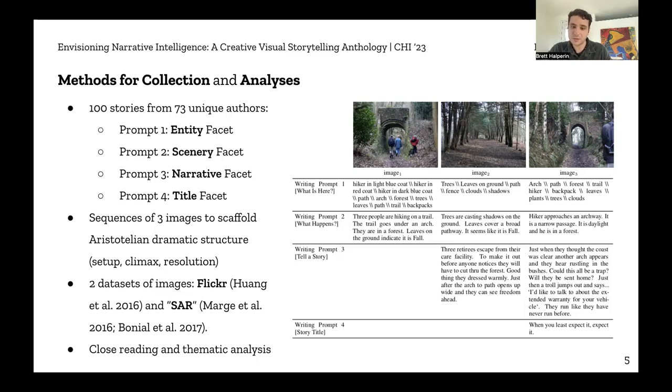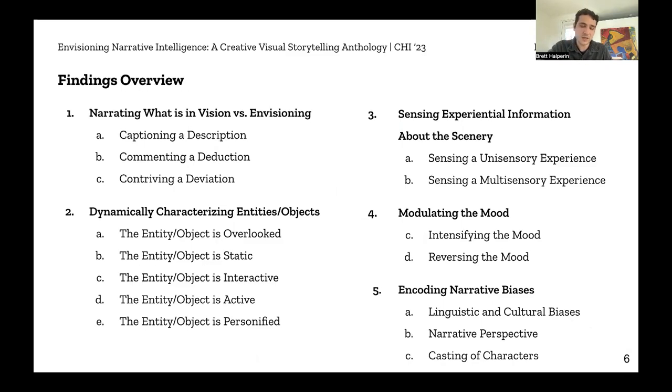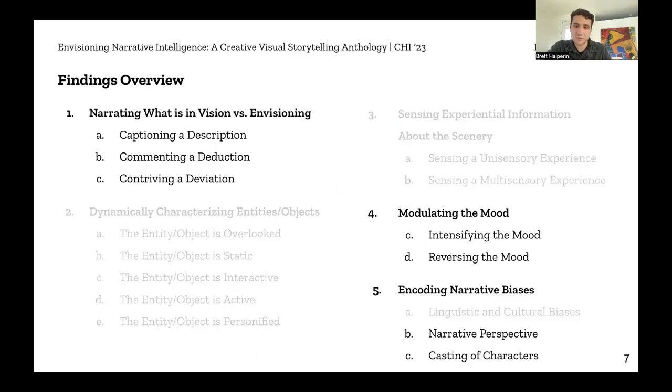And we did a close reading and thematic analysis of all the stories and information that was collected to come up with themes about the varied ways that people approach this process. Here you can see the themes, and essentially there's 5 different ones that came out of it. For sake of time, we're going to focus on just 3, but encourage you to read the paper.